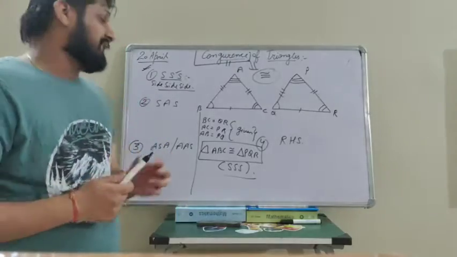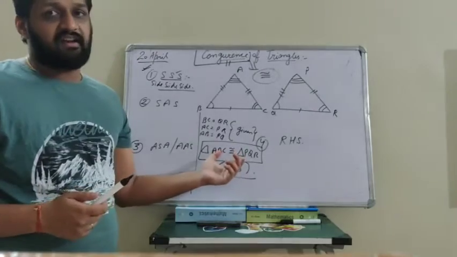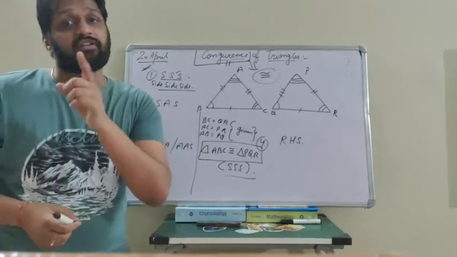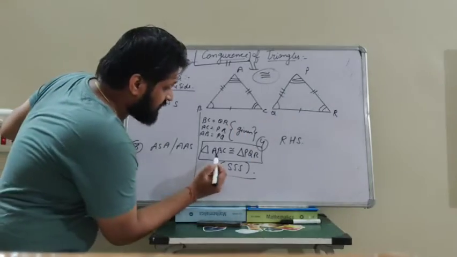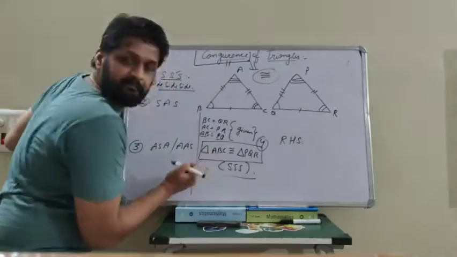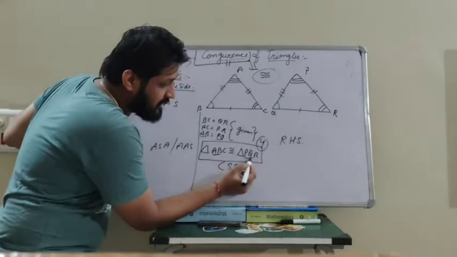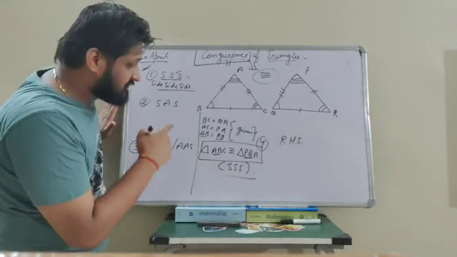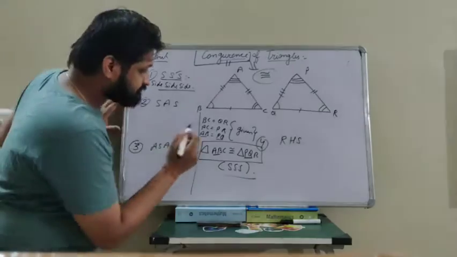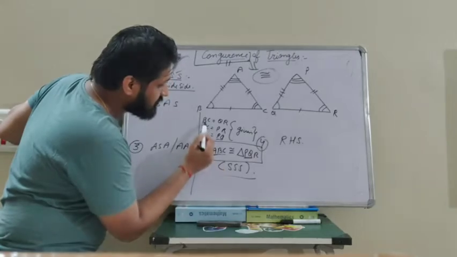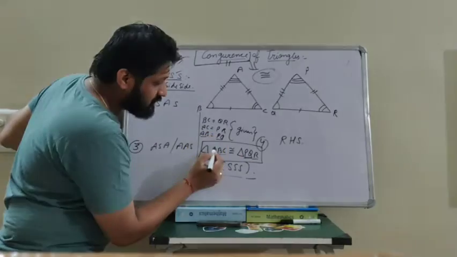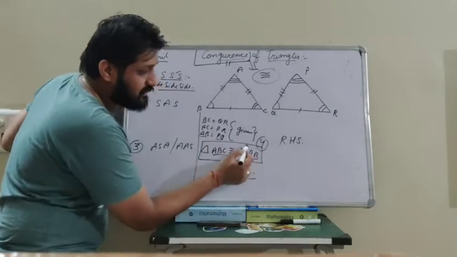And one more thing, if we have to write the name of the triangle, then you have to write it according to their corresponding sides. For example, here AB will be equal to PQ. We have to check again whether we have written the name of the triangle correctly or not. Then BC is equal to QR. Then AC is equal to PR.